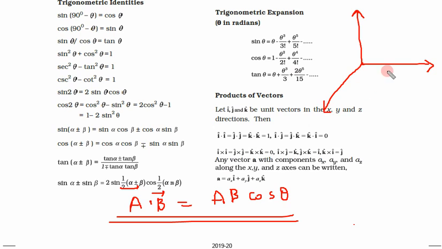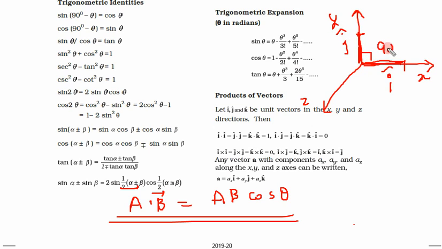Okay, so this is i, x axis, y axis, this is z axis. Now we travelled 1 unit on this x axis, this is i. Now we travelled 1 unit on y axis, this is j. So what is the angle between them?